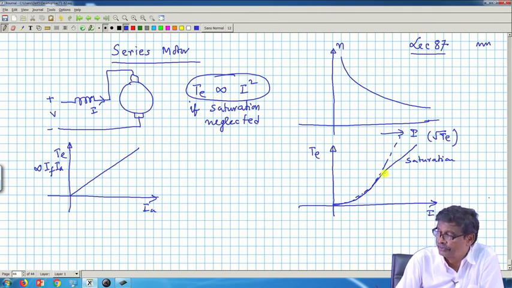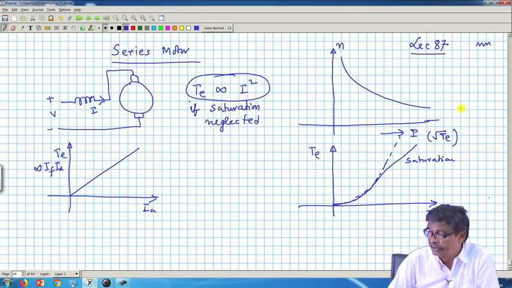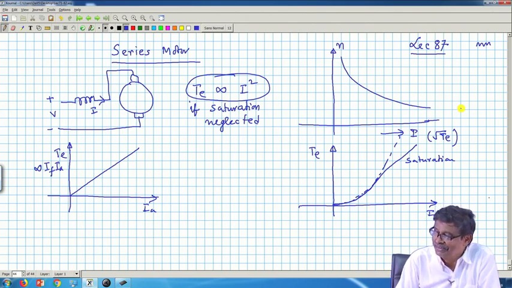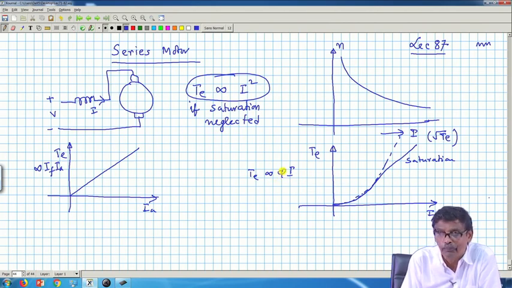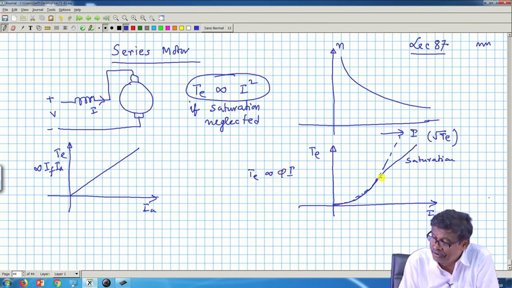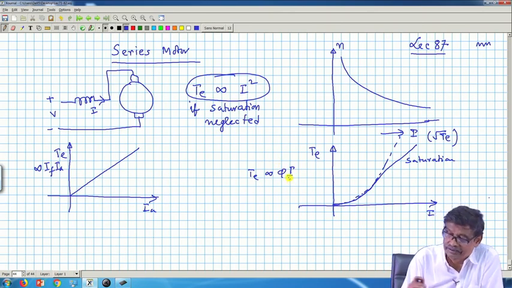With saturation, of course, it will become once again proportional to I, that I is the armature current. So, initially phi is proportional to I, it is this portion. After that phi is arrested to a fixed value because of saturation, but torque is then proportional to I, and that is what we get.